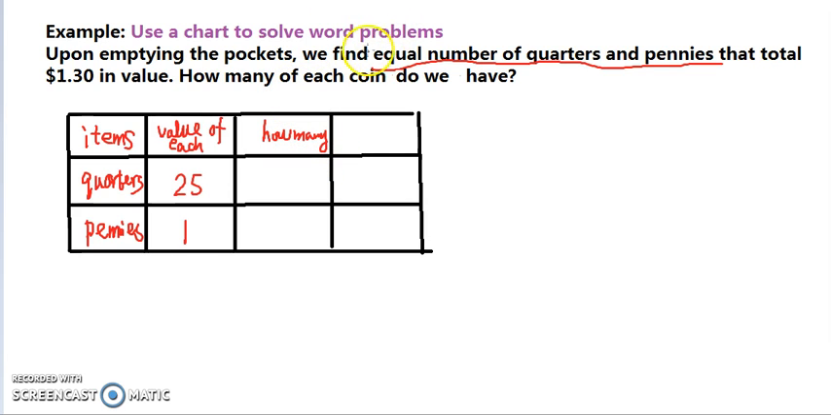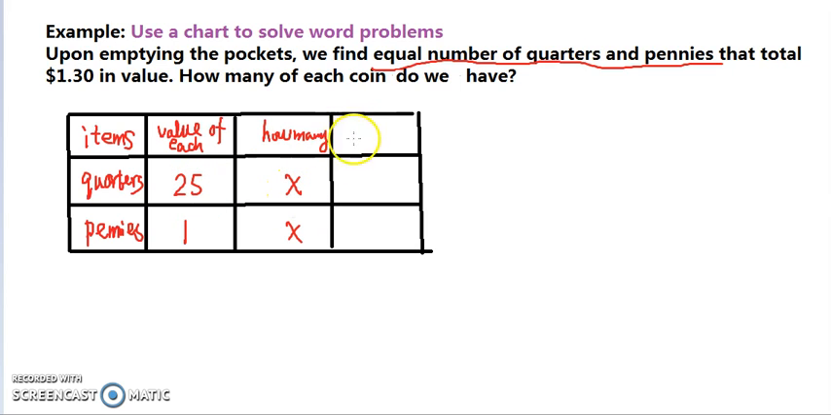How many quarters? As we read the question, we know it's not given; it's unknown. The only thing we know about the number of quarters and pennies is that they are equal in amount, which means if we have x quarters, then we have x pennies. Because we're going to use algebra to set up an equation to solve the problem, we're going to use a variable x.